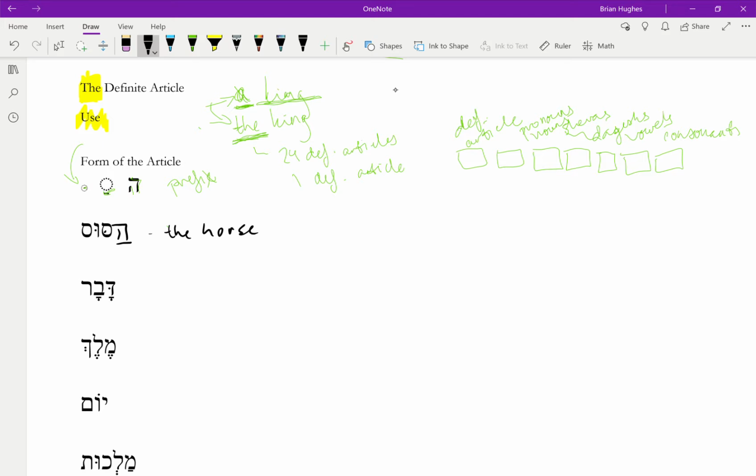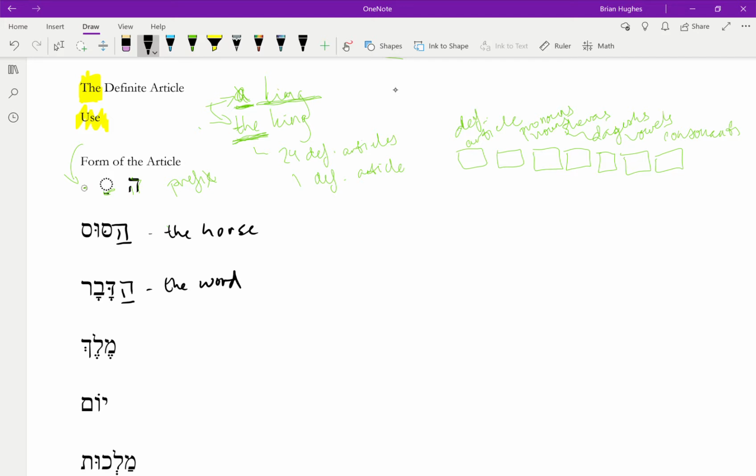Similarly, davar is word, matter, or thing. But if I add these different elements, then it becomes the word. Now this dagesh here changes from being a weak dagesh, because this is a Bagad Kafat letter, to a strong dagesh, because it is preceded by a vowel, the sound ha. So it would be haddavar. Just like up here, it's hasus, because we have that strong dagesh, which doubles the sound.